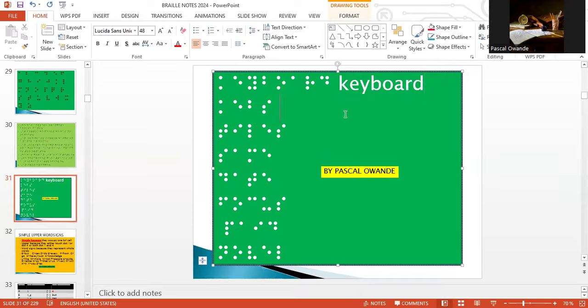The second one, we have dot 1, dot 3 for letter K, dot 1, dot 5 for letter E, dot 1, dot 2 for letter B, dot 2, dot 3, dot 4 for letter S. So the word is cabs. Like we talk about the Kenya Bureau of Standards, abbreviated as KEBS.